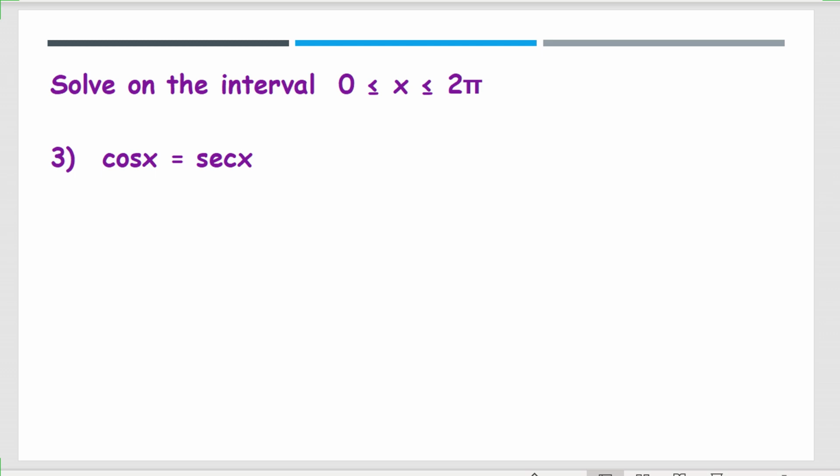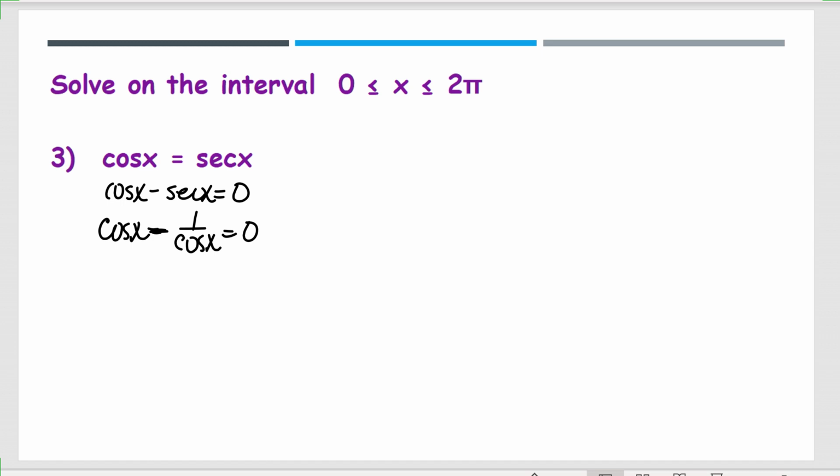Number 3 is cosine of x equals secant of x. Okay, we've got two different trig expressions. Yes, I can rewrite secant, so we can do that. I'm also going to go ahead and subtract the secant to the other side of the equation to set it all equal to 0, and then I'll use the reciprocal identity. So cosine of x minus 1 over cosine of x is now equal to 0.